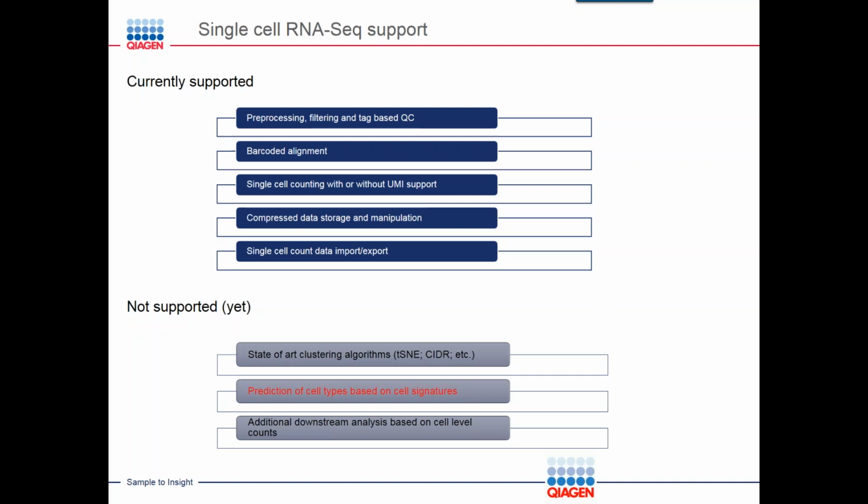With 10.0, which will be released at the end of this month, I will talk about the timeline a little bit later on. But the plan for this 10.0 release is that we will expose and continue to refine these modules on preprocessing, filtering, QC, code alignment, single-cell counting, compressed data storage and manipulation. So when you have a large sparse matrix, that is what our product offers, but it also allows users to import and export if you already have another pipeline that generates this single-cell count data.